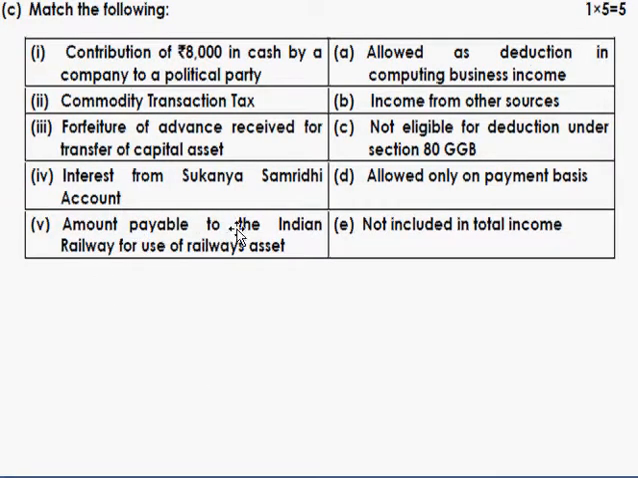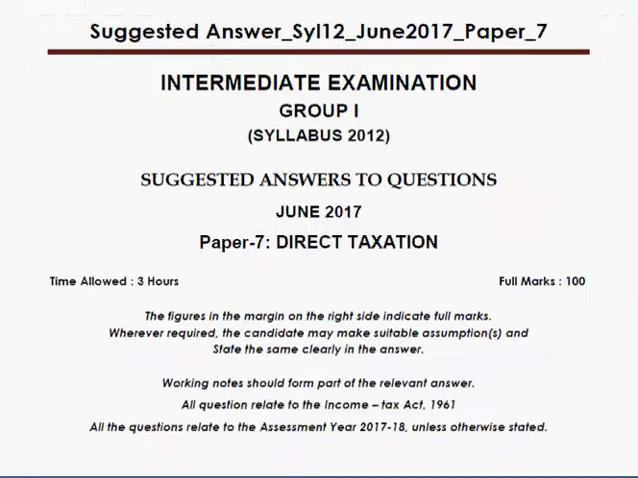And the last question is the amount payable to the Indian Railways for use of railway assets. Basically, it is allowed only on a payment basis. That's all. This is all about the 20-mark question of the first question on direct taxation. This was the syllabus 2012, June 2017 paper, Direct Taxation, Intermediate Examination, ICWA.